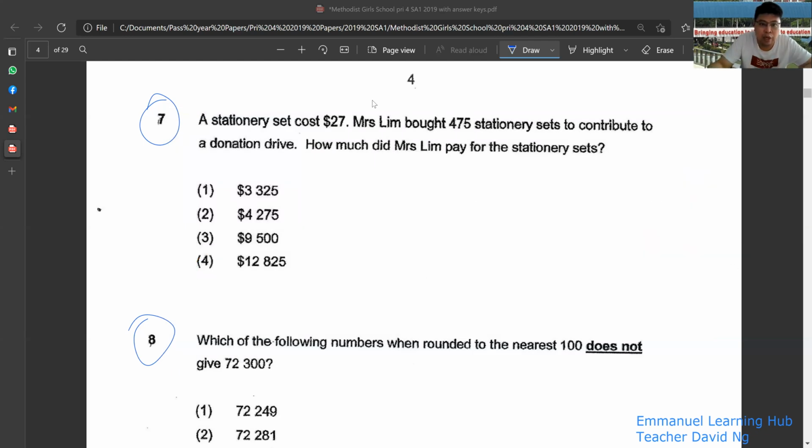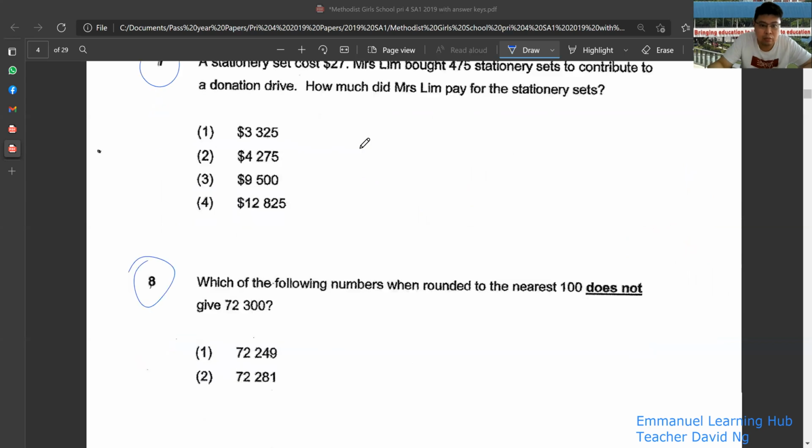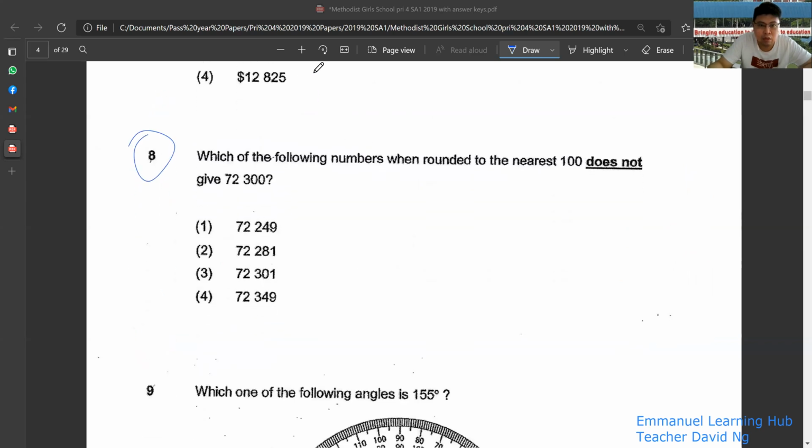Okay, move on to number 8. Which of the following numbers, when rounded to the nearest 100, does not give 7,300? Okay, number 1. When you round 72,249 to the nearest 100, what do you have?